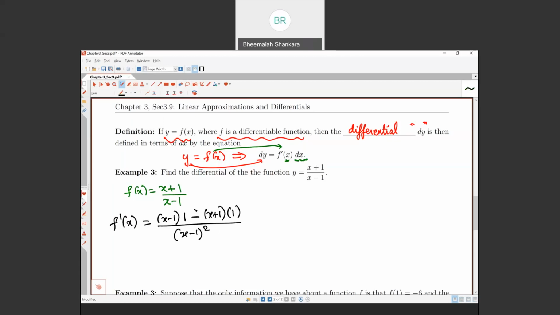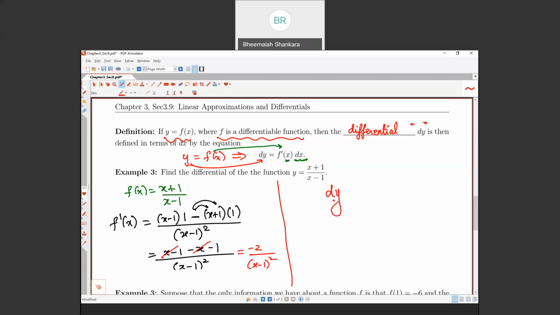So multiply this negative to both the terms here, simplify. You have x minus 1, negative x, negative 1, divided by the square term in the denominator. So you're good to cancel these x and negative x, and all you have is negative 2 divided by the square in the denominator. So now write the formula for the differential.